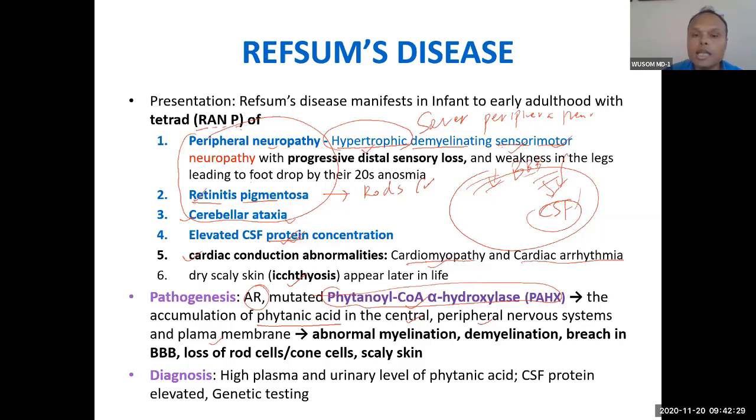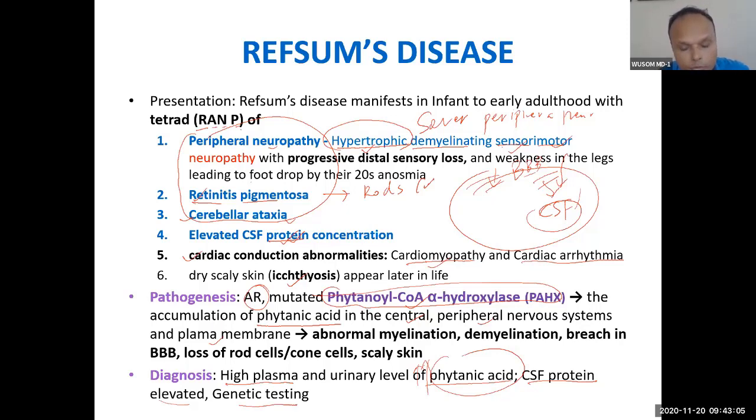But the good news is that this disease, once diagnosed, can be treated by prevention, by eliminating those dietary sources. And it is not difficult to treat. The most crucial thing is the diagnosis in such a condition. So how do you diagnose? These are the diagnostic parameters. CSF will have very high protein, one thing. And then phytanic acid is very high in blood. These are the presentations. You can test this.